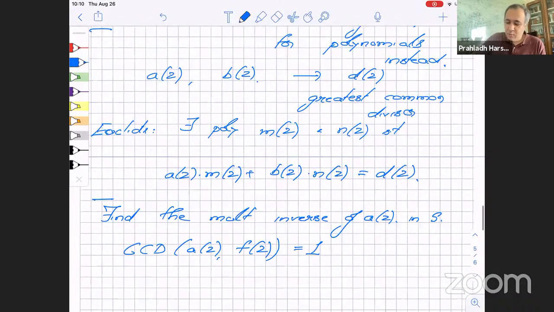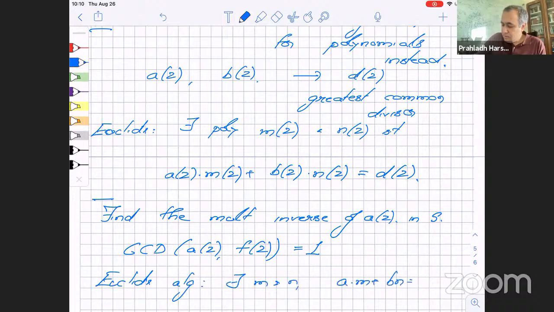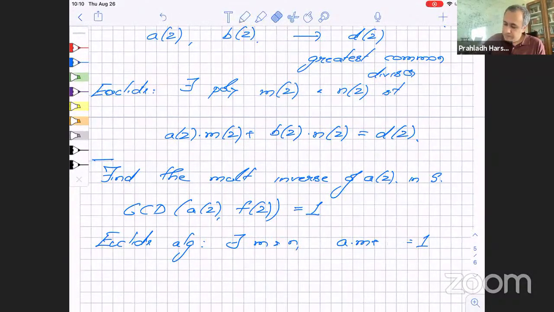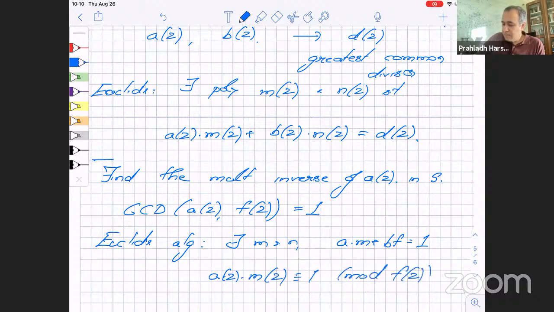And now you just appeal to Euclid's algorithm. Hence there exist M and N such that AM plus BF is 1. Now you have A of Z times M of Z is congruent to 1 mod F of Z. So M is the multiplicative inverse.